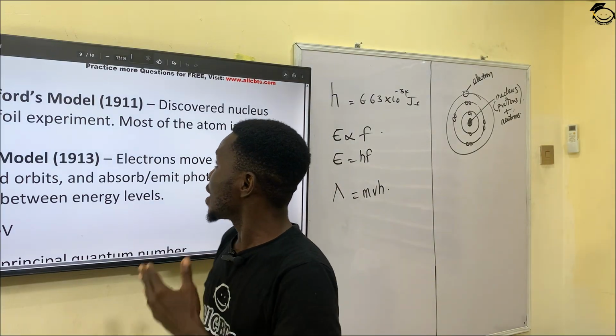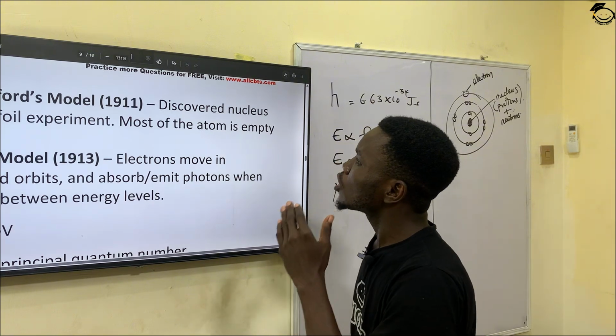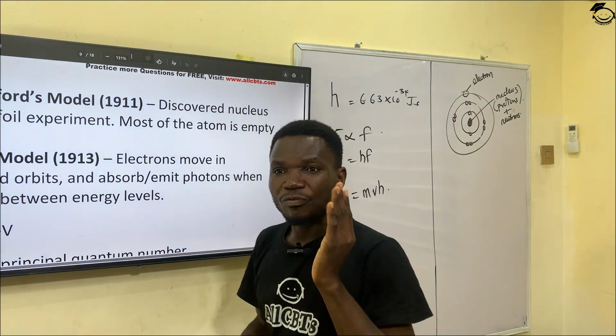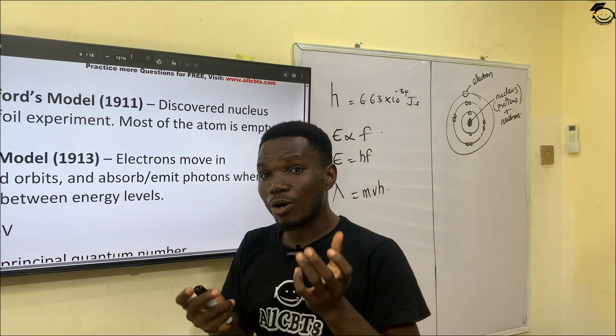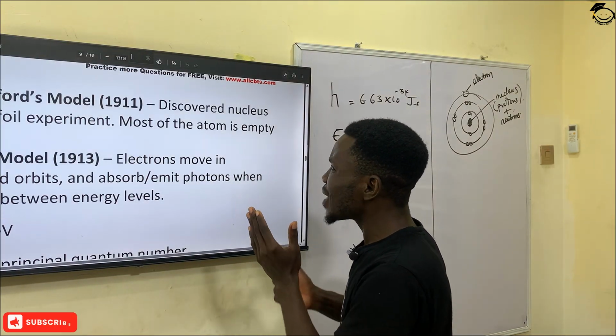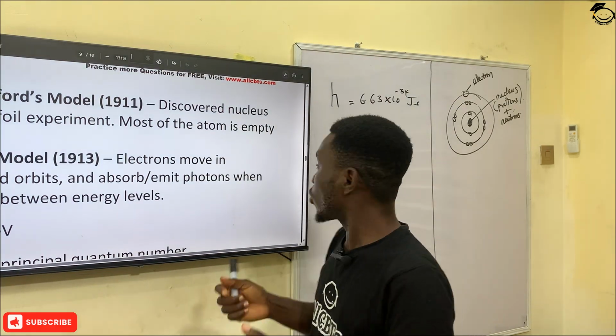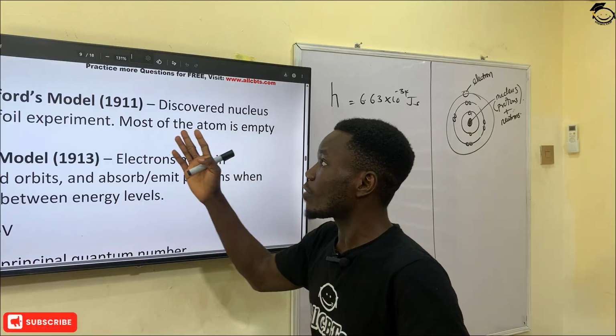Moving on from there, we have the second model, which is Rutherford's model. Rutherford's model was introduced in 1911, and he discovered the nucleus via a gold foil. So he used a gold foil in his experiment and discovered that the nucleus is present in the gold foil. So it was he that discovered what we call the nucleus.